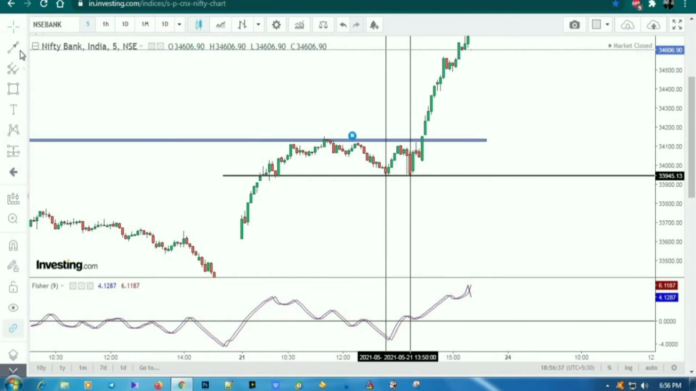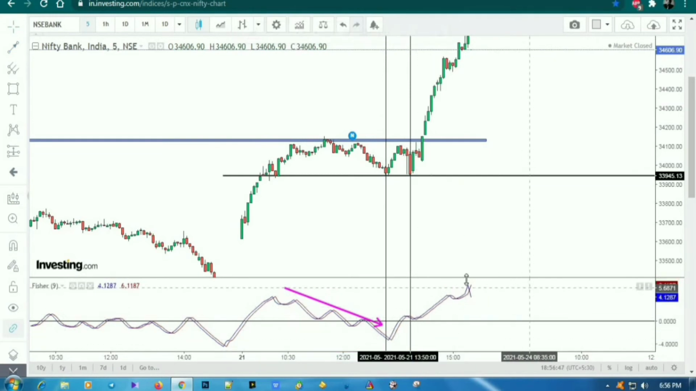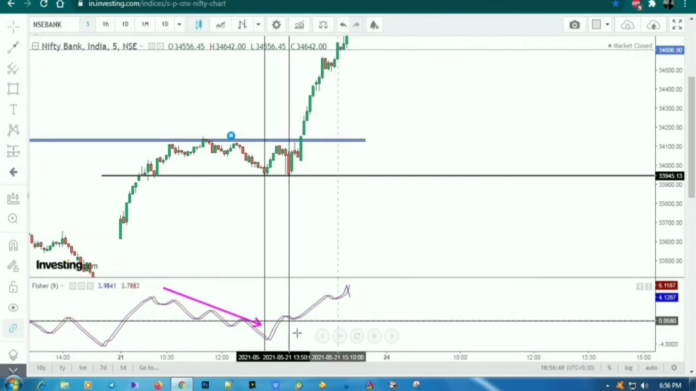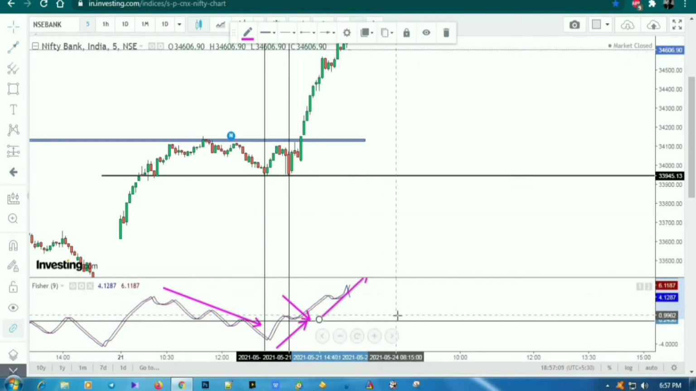And if you notice, at this time, the Fisher was coming down. The Fisher generally indicates the momentum of a stock or an index. So while Nifty Bank was trading in a zone, Fisher came down, and suddenly you can see the Fisher is going up. It crosses the 0. Again it came down, but it took support on the 0 line. It didn't cross the 0 line, and again it went up.